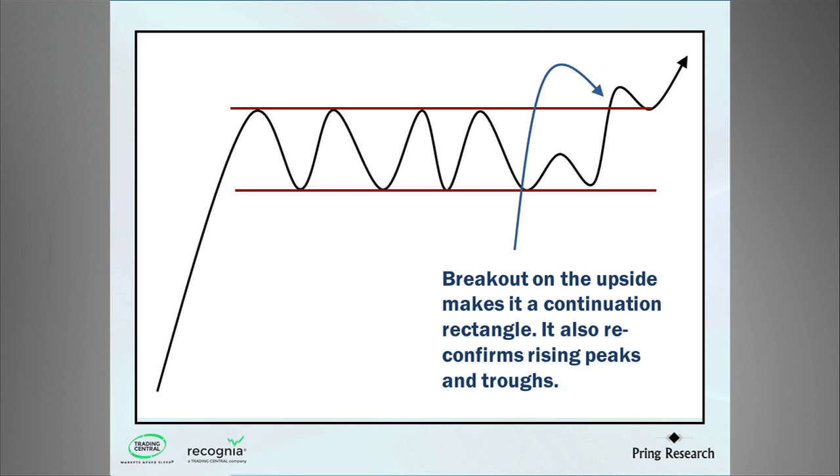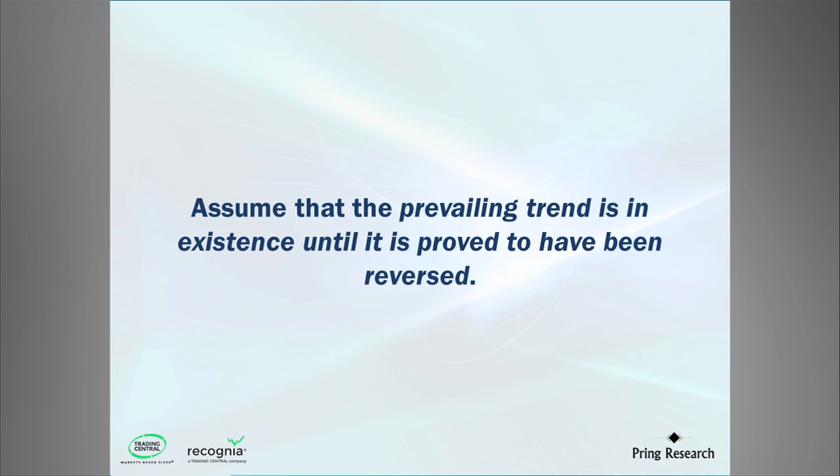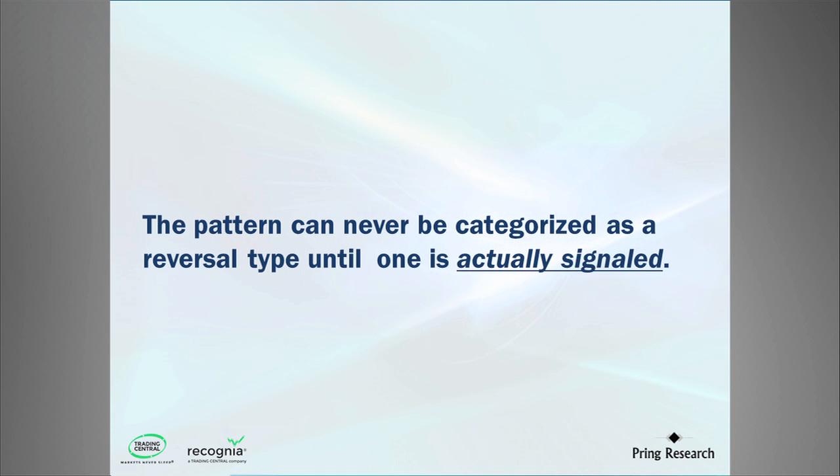During the period in which the pattern is being formed, there is no way of knowing in advance which way the price will ultimately break. Consequently, it should always be assumed that the prevailing trend is in existence until it's proved to have been reversed. If we are faithfully applying the weight of the evidence approach, it may be possible to anticipate a reversal, but only if the other indicators are pointing in that direction. The pattern itself, though, can never be categorized as a reversal type until one is actually signaled.